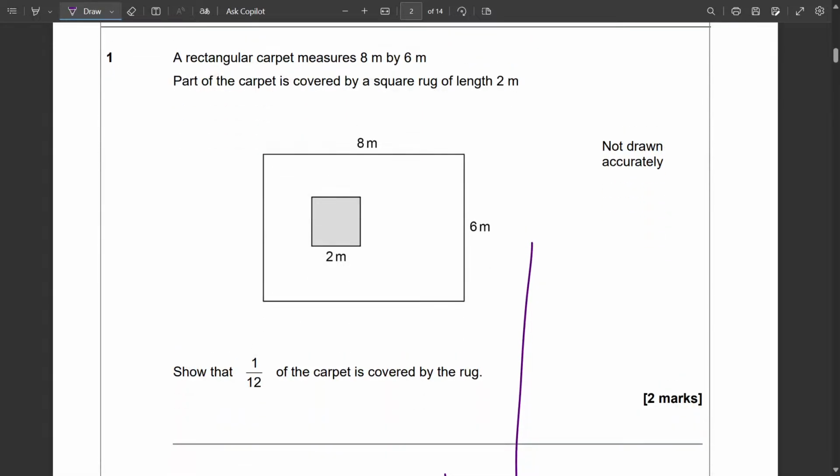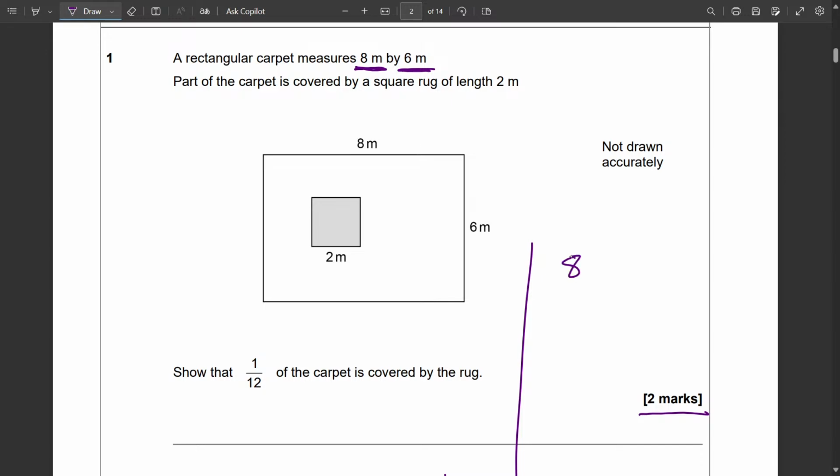So here's the first question. When you're doing this, generally read through the question the first time and then read it again, trying to underline or highlight the things that are really important and what the question is actually asking you for. Here it says a rectangular carpet measures 8 meters by 6 meters. There are only 2 marks. So you want to work out the area of the rectangular piece of carpet.